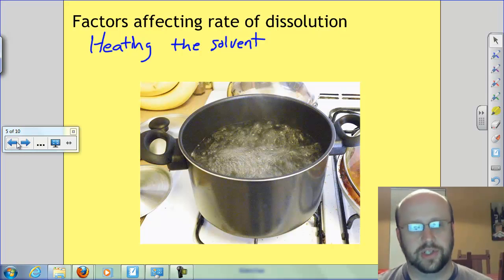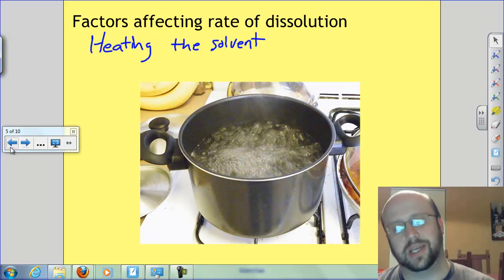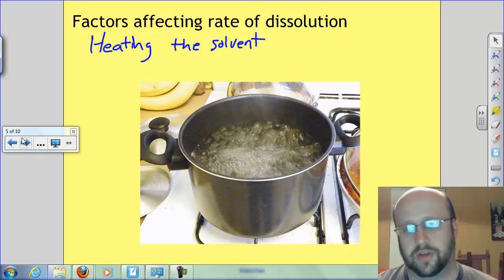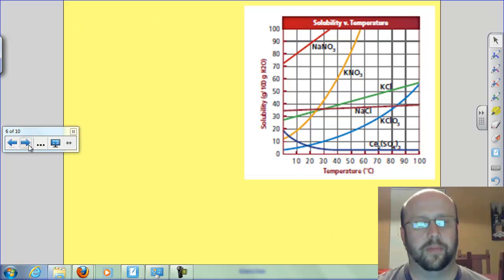So just to sum up real quick, what are the three things that help us out with our rate of dissolution? First one is stirring or agitation of some kind. The second one is the particle size, make things smaller. And the third one is to heat up the solvent. So if you were asked a question on a test that said, what could you do to help this solution dissolve? It's not going to dissolve. You can list any of those three things, and they would help it out.